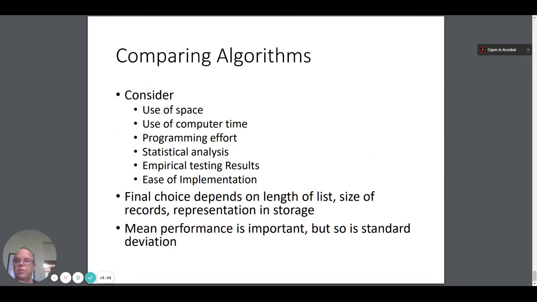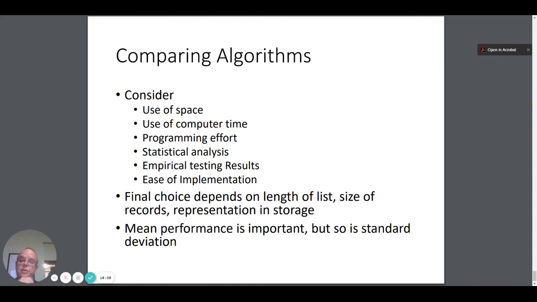When you're looking at algorithms, compare their use of space, computer time, how much effort it's going to take, and statistical analysis. It's interesting to see how these perform on different types of data sets. Empirical testing results, benchmarking of these algorithms can be important as well. And, last but not least, ease of implementation. Sometimes, hey, I need to get this to work pronto. I can program bubble sort just like that, whereas I might have to look up merge sort. I'll get it to work right away using bubble sort, and then later on, if we're going to use this code in a production environment, I'll get it to work with merge sort.